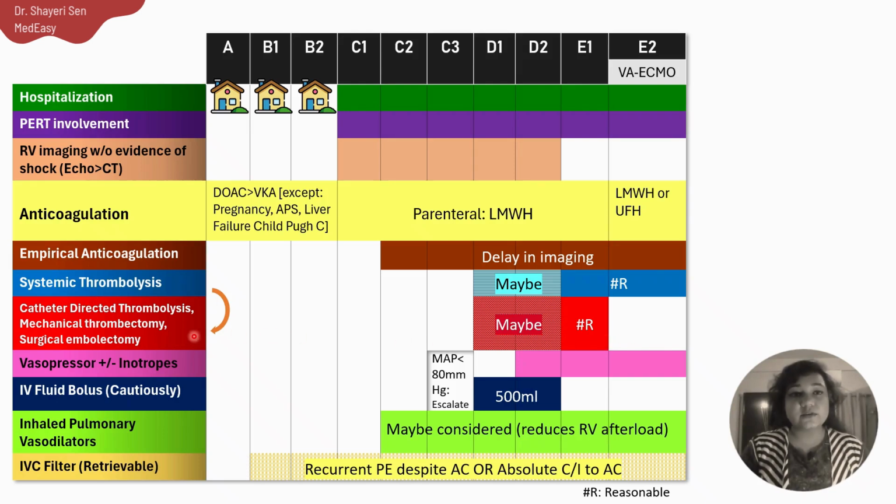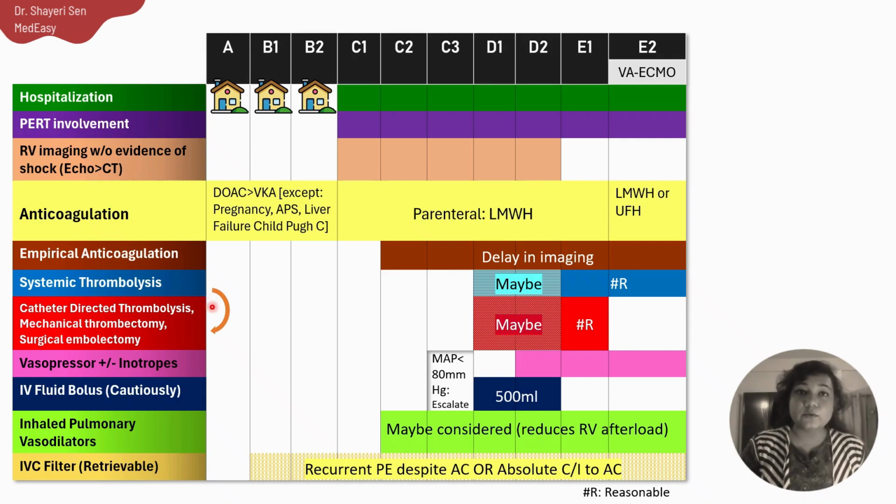However, these are reasonable in E1 patients in addition to anticoagulation, and in D1 and D2 these may be considered on a case to case basis in addition to anticoagulation. Now, which is better, a systemic thrombolysis or these? Now, the guideline says that there is no evidence that these are better than systemic thrombolysis.